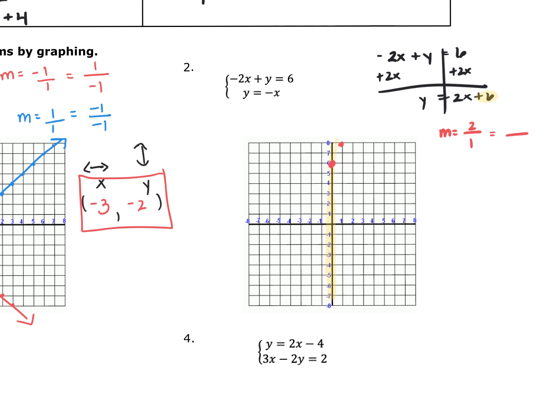I can't go up 2 over 1 anymore, so now I'm going to do the exact opposite. The exact opposite, because none of them are negative, both of them have to be negative. So I'm going to go down 2 to the left 1. Then I'm going to connect those points.